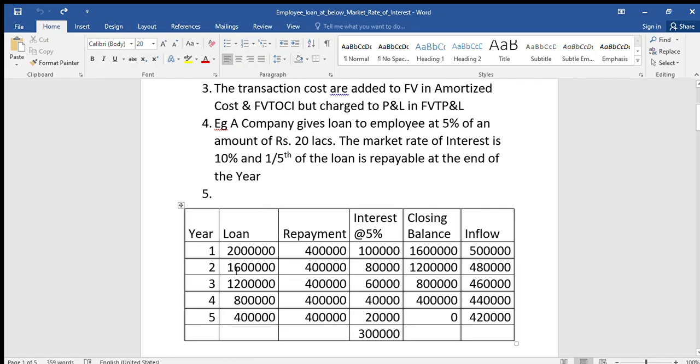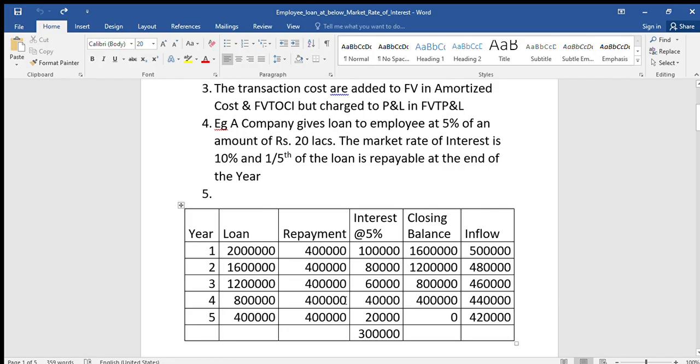In the second year, 20 lakhs minus 4 lakhs, 16 lakhs would be the closing balance, which will be the opening balance for the second year. 16 lakhs, 5% of that would be 80,000 and 4 lakhs would be the repayment amount. So the total inflow would be 4 lakh plus 80,000, that will be 4 lakh 80,000. In the third year, 16 lakhs minus 4 lakhs, 12 lakhs would be the opening balance. 12 lakhs, 5% would be 60,000. So 4 lakh plus 60,000, 4 lakh 60,000 would be the total inflow.